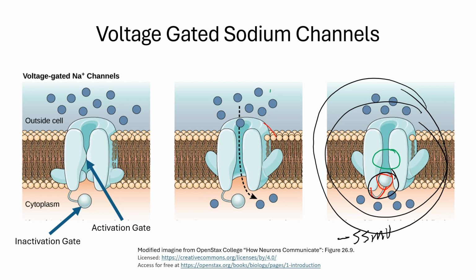But once we continue repolarizing, negative 56 and beyond, let's say between negative 56 and negative 70, as I said, big variance between neurons, what will happen is this channel will fully reset, meaning the inactivation gate will pop back open and the activation gate will close again. And again, this is happening somewhere between negative 56 and negative 70, we'll say.